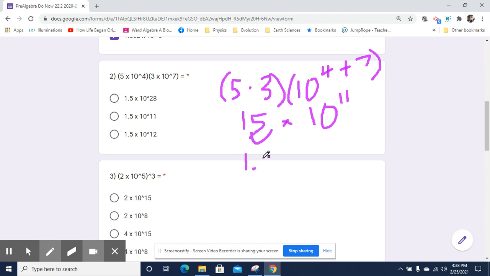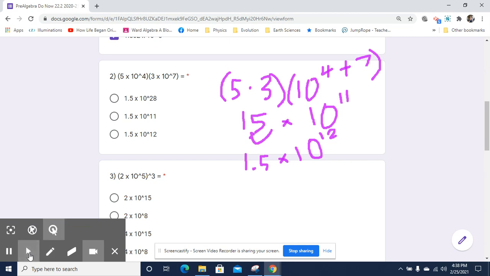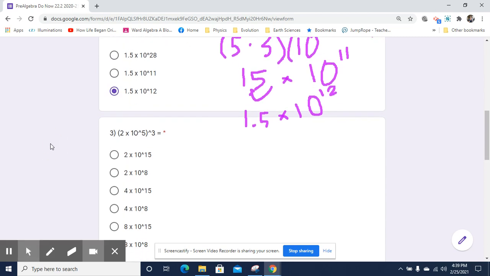So it becomes 1.5. And that means that 10 to the 11th has to become 10 times bigger for it all to stay the same value. So 10 to the 11th becomes 10 to the 12th because that is indeed 10 times bigger. And so here we go. 1.5 times 10 to the 12th is the answer.